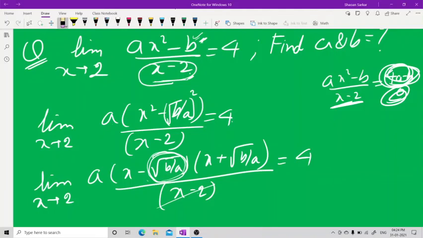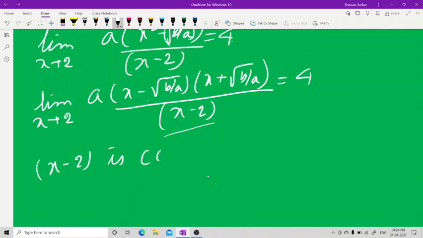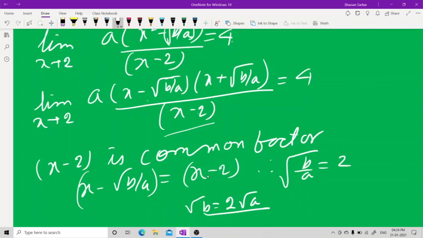So let me rub all this, otherwise you will think what I have done with this. Now x minus 2 has to be a common factor in both the parts. So let's write it down. So x minus 2 को मुझे रिमूव करना है. This x minus 2 को रिमूव करना, दोनों तरफ आना चाहिए. x minus 2 is a common factor. So x minus under root b by a is same as x minus 2. I have to take this. So therefore what I'll get is whole under root b by a is 2. So under root b is equal to 2 under root a. This is one thing.